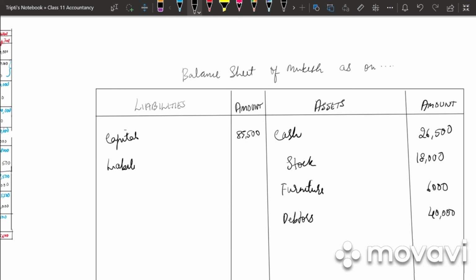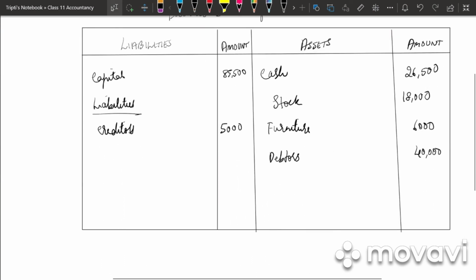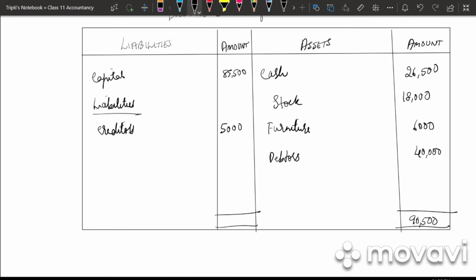Then we have next heading, that is liabilities. Under liabilities we only have creditors worth 5,000. Then we total our balance sheet. Our asset side total is 90,500 and our liability side total is also 90,500, which means our accounting equation is correct as our balance sheet is tallying.